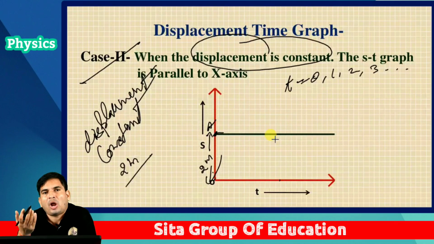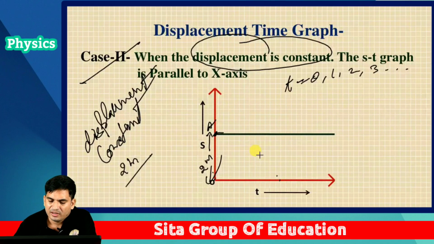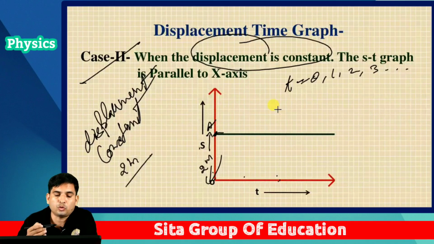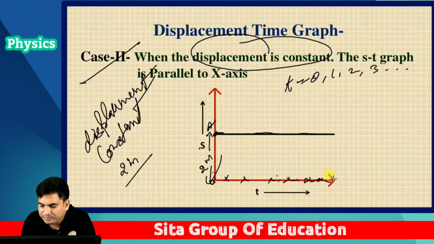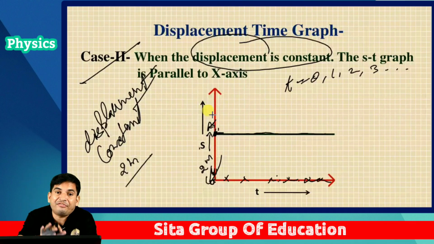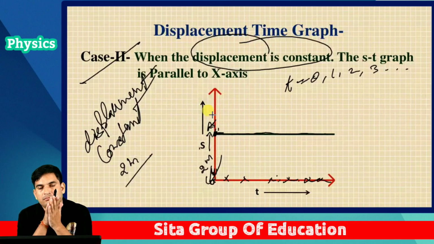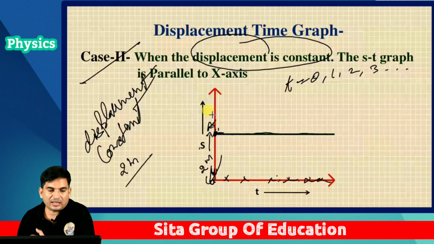When we plot a graph, the ST graph, displacement versus time, the ST graph is parallel to the x-axis. Because your position is this. Time passes, from 0 to 1, 2, 3, 4, 5, 6, in this way time passes, but your position is the same. Position is here. Is it clear? Constant displacement means you have moved, but after that you have stopped. In such a way you can plot a graph.